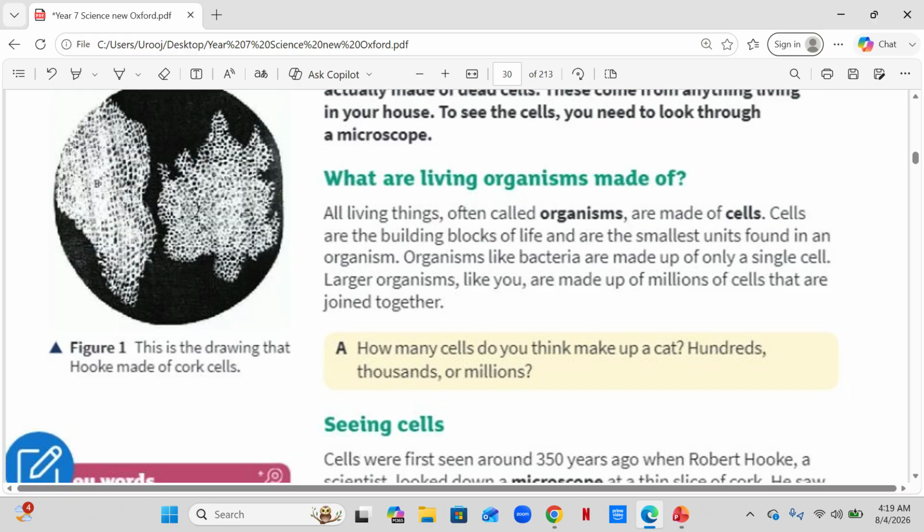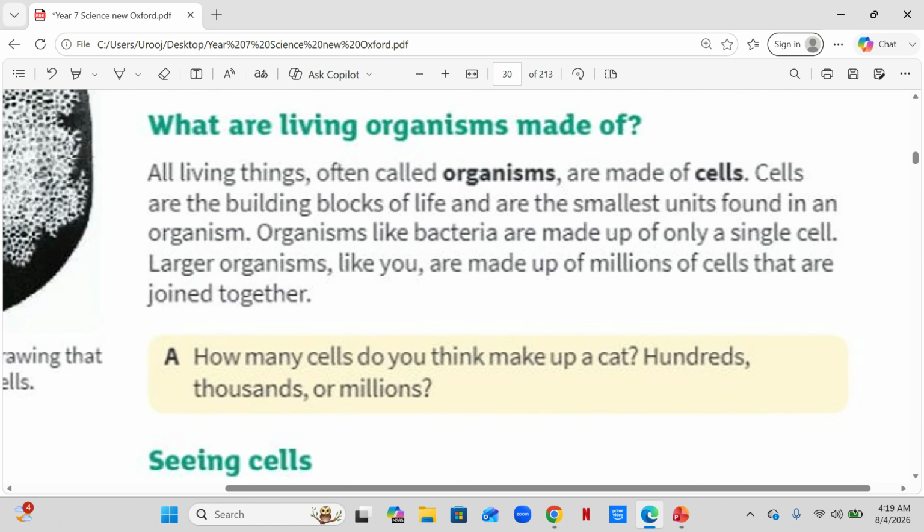The cells are the smallest living unit that can perform all the basic functions of life. For example, they take in food, produce energy, grow, remove waste, reproduce, and also respond to their surroundings. And why are they called the building blocks of life? It's because every living thing is made up of one or more cells.